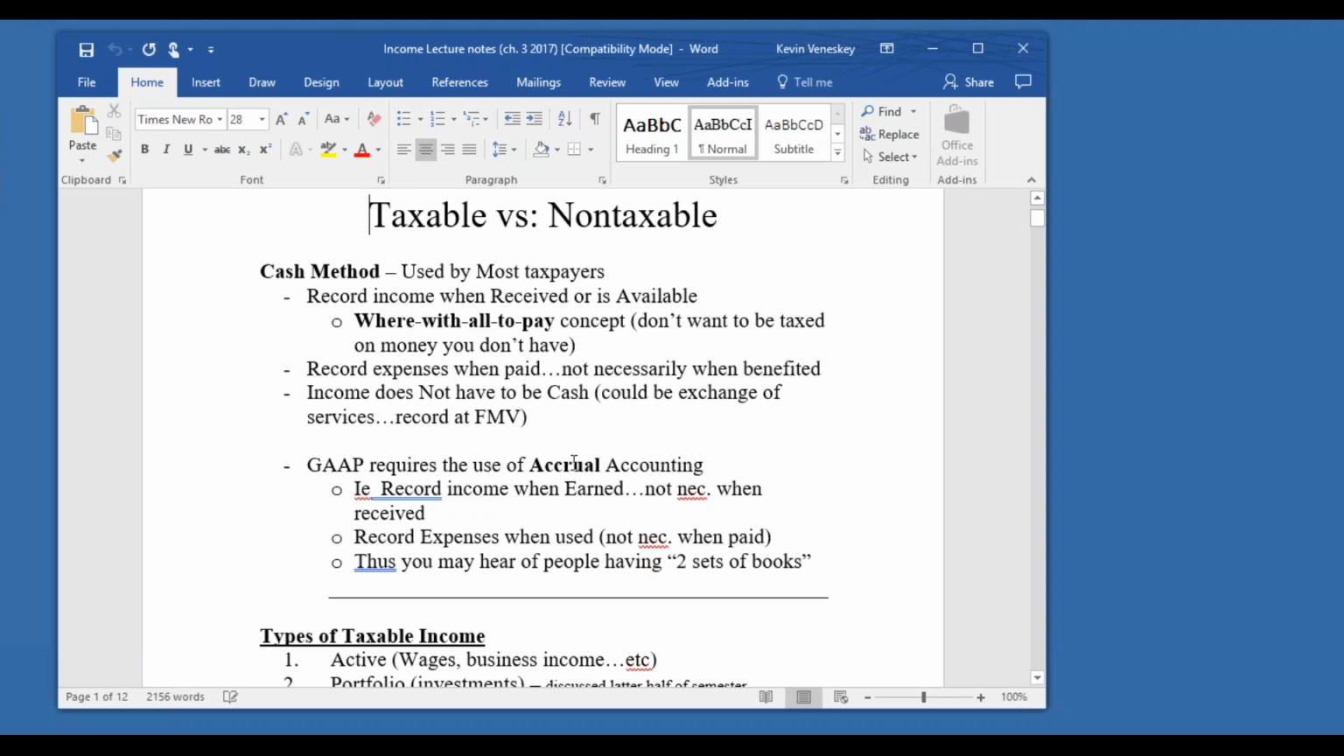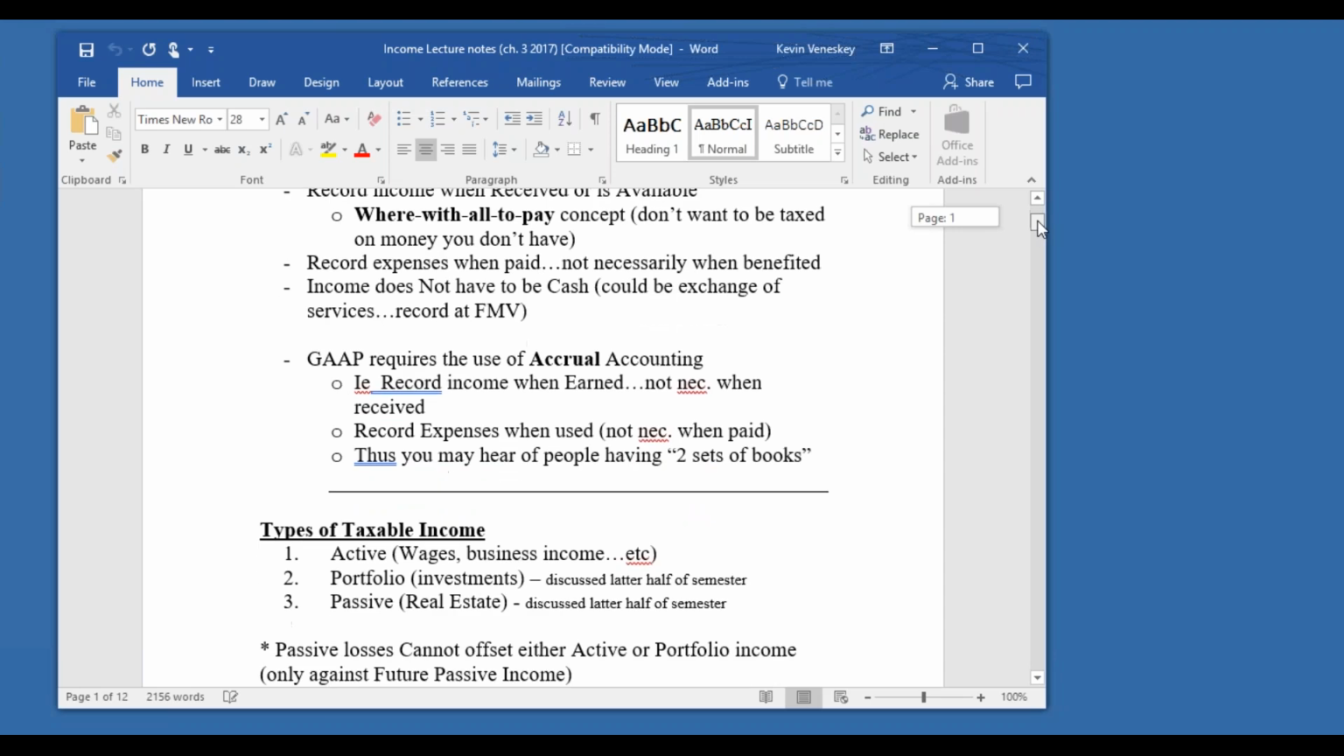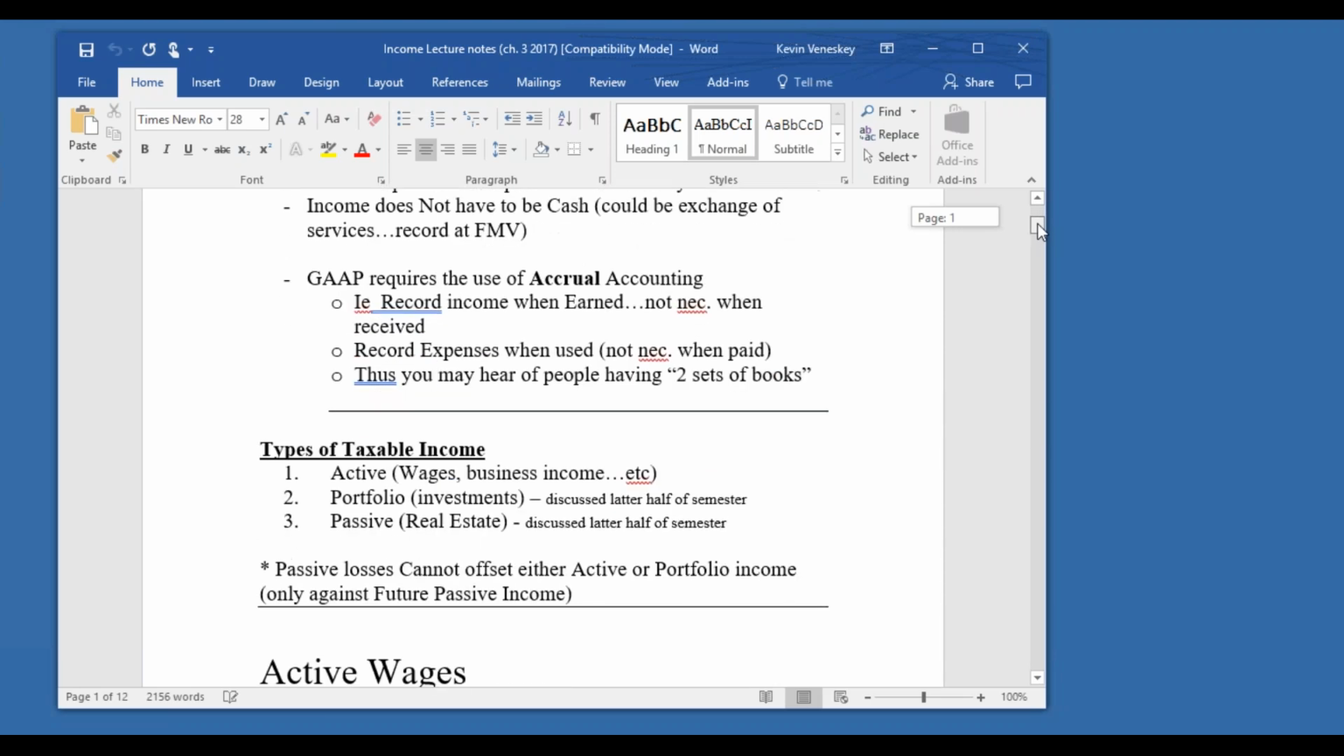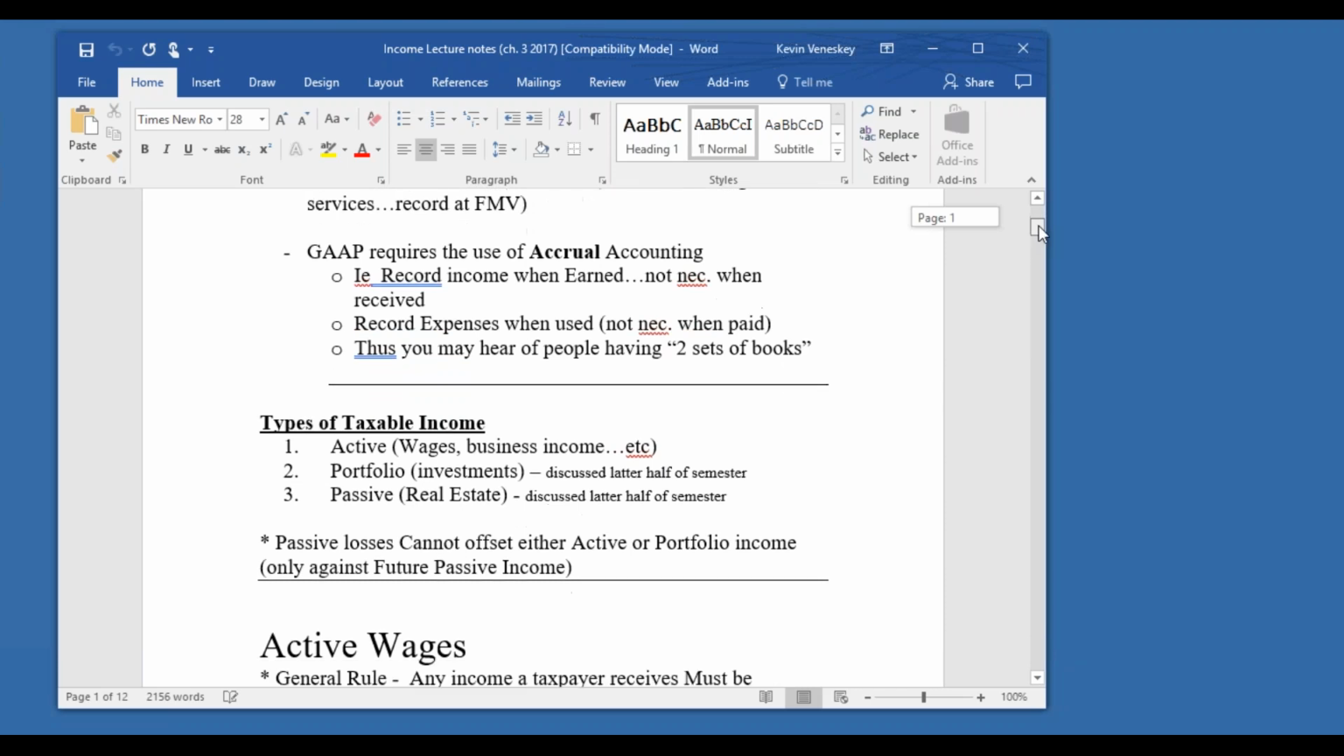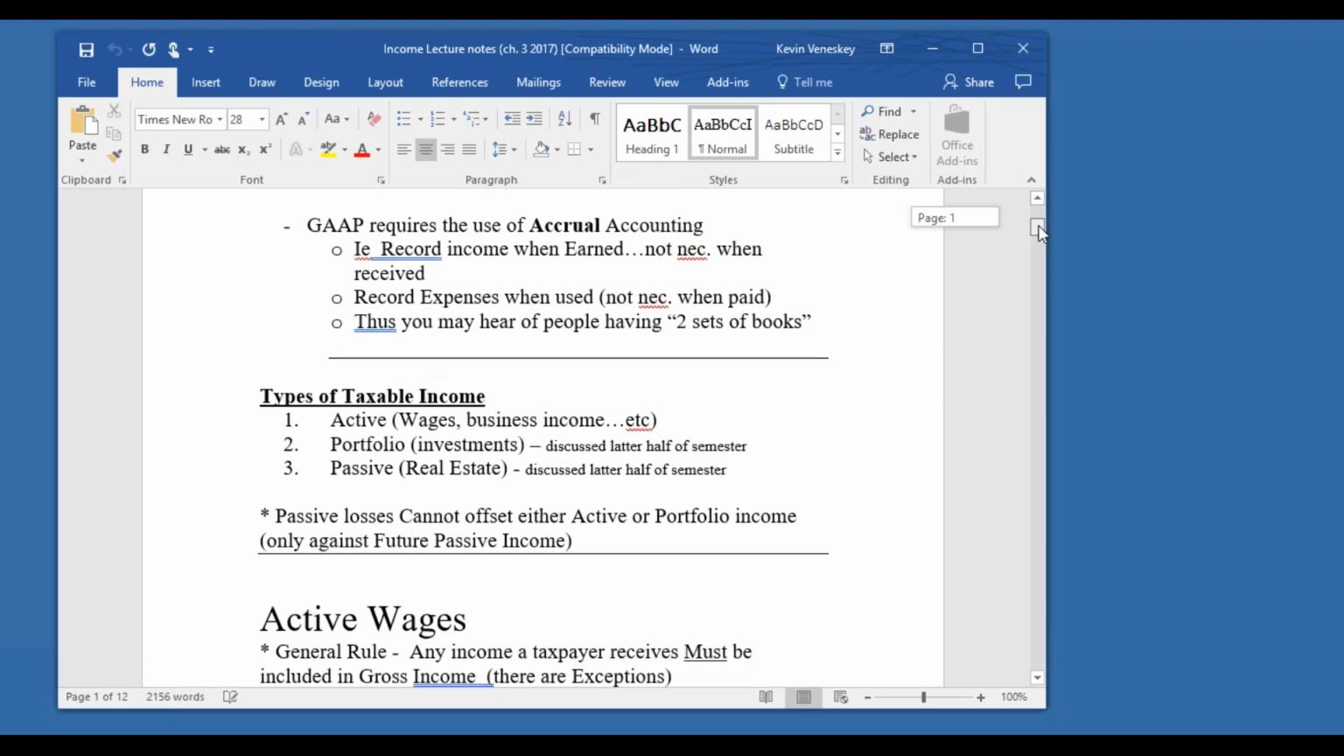So that's why you are allowed to use the cash method, which means you only record your revenue when it's received and you only record your expenses when they are paid, which is not how GAAP has you do things. Remember, you record revenues when they happen and expenses when they occur, not necessarily when they're paid. So if you hear of people having two sets of books, that may be one of the reasons why.